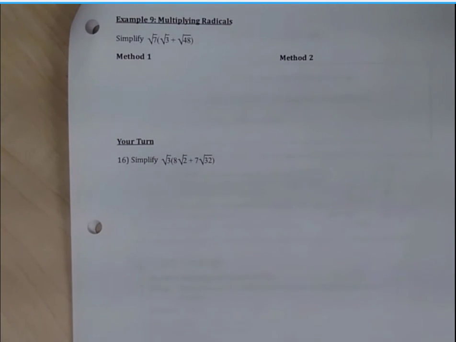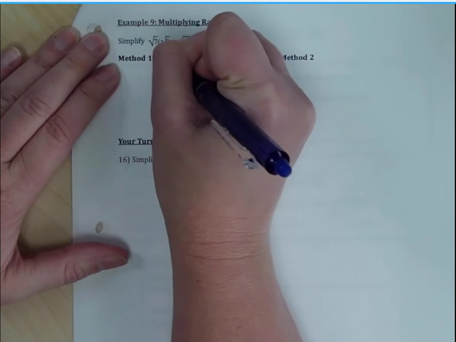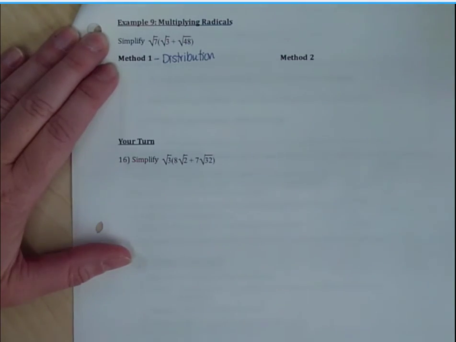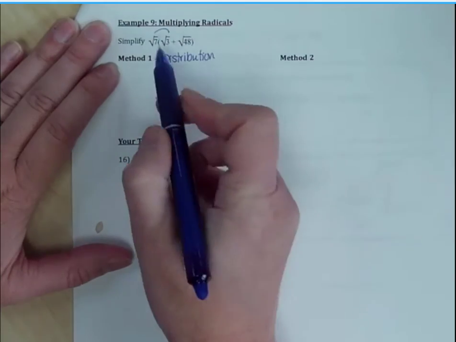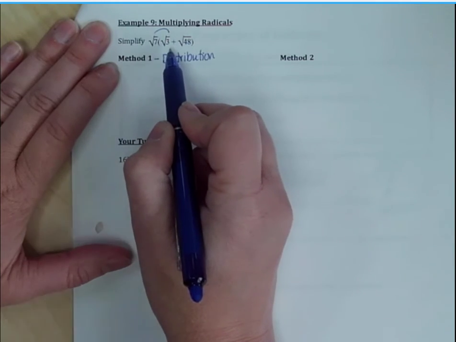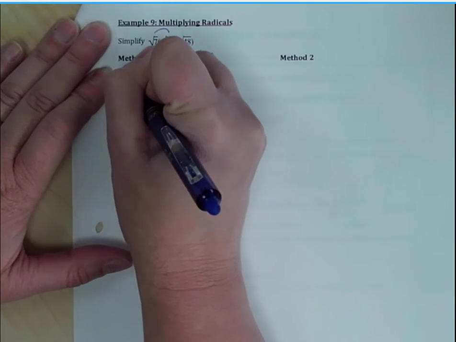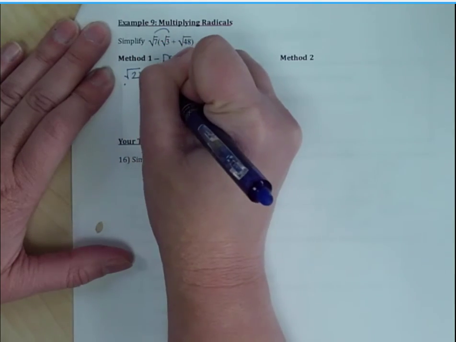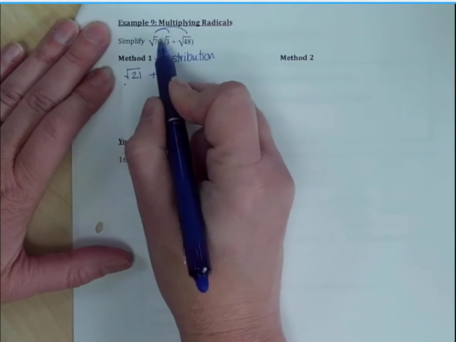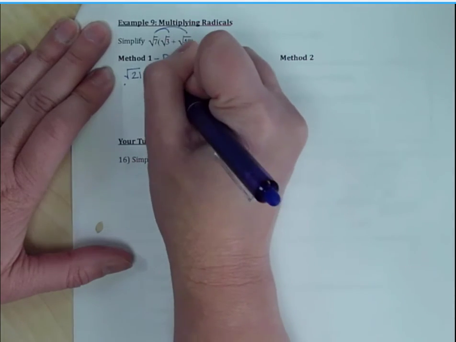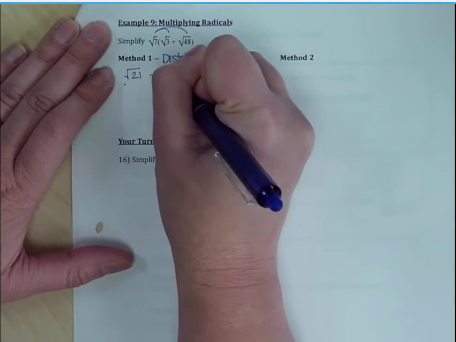There are two different ways to do this. And so it's really up to you which one works best for you. The first one is just straight up distribution. And we've used the distributive property before. So here, we're going to distribute. So square root of 7 times the square root of 3, I have the square root of 21, plus square root of 7 times the square root of 48 gives me the square root of 336.